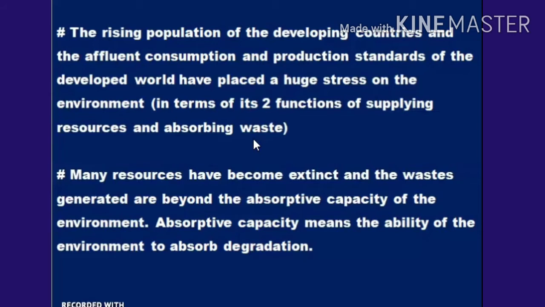It may be due to the following conditions, that our environment is exploited. First is the rising population of the developing countries and the affluent consumption and production standards of the developed world. Production standards means industrial waste and all, so our environment may be exploited, or pollution may be coming up from the industrial waste. So many resources have become extinct, and the waste generated is beyond the absorptive capacity of the environment. Our earth, the environment, has an absorptive capacity.